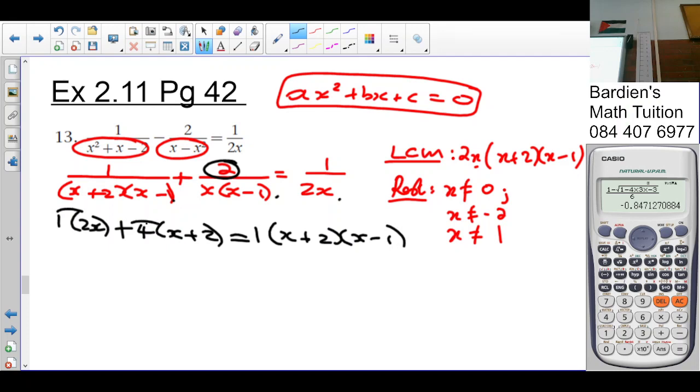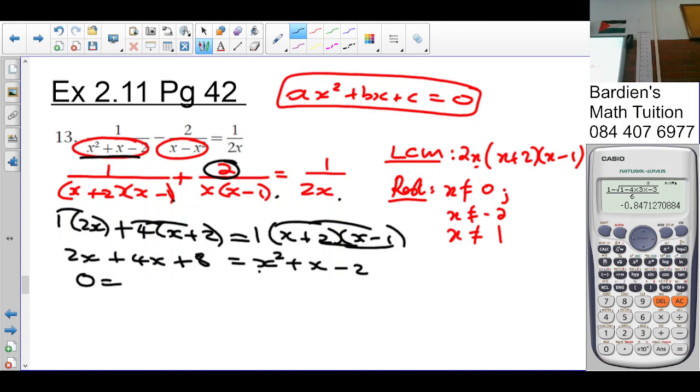So you get rid of the brackets here. That's going to simply give us 2x plus 4x plus 8 equals, that is exactly the same as that way, which is x squared plus x minus 2. Trinomial, so 0 is equal to x squared, x minus 2x is minus x, minus 4x is minus 5x. Minus 2 minus 8 is minus 10.